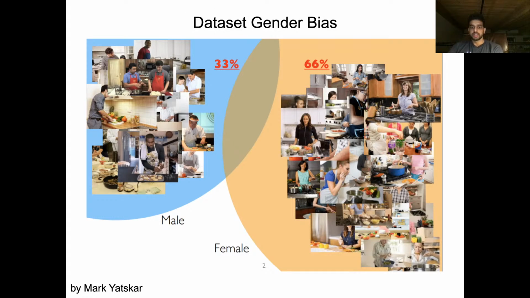Okay, so let's take a look at the activity of cooking in this data set. If you take a look at all of the images that are related to cooking in the data set, 33% of them involve men and 66% of them involve women. So there is this skew towards more women being associated with the cooking activity in the data set.